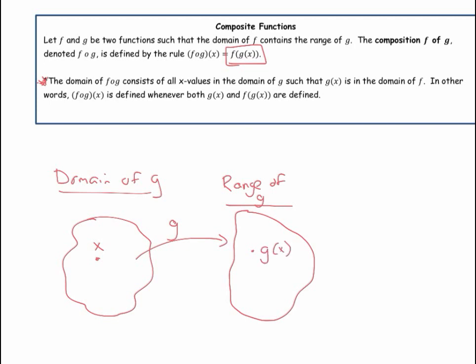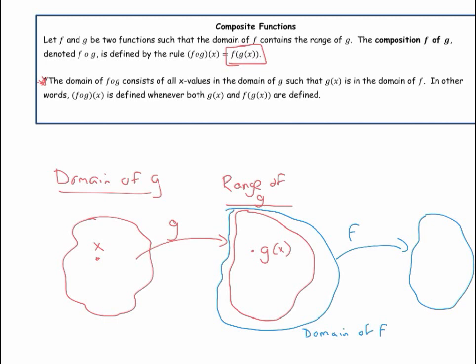What we really need to have happen is, if we're going to feed this output now into f, we need to make sure that the range of g is contained inside the domain of f. So I'm going to call this the domain of f. And you see how it contains the range of g? That's important because all these outputs are now going to be fed into f. And then here we're going to get our final answer, which is f of g of x.